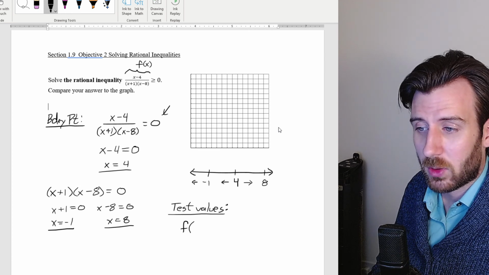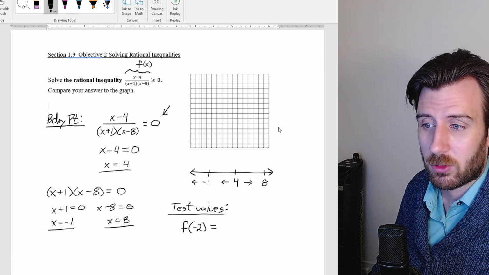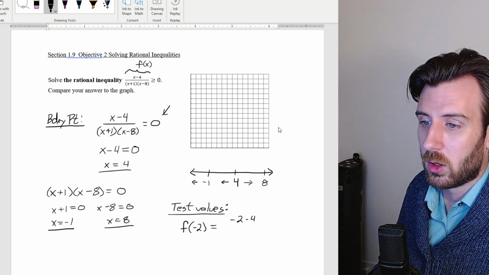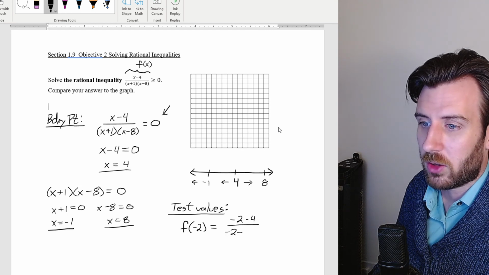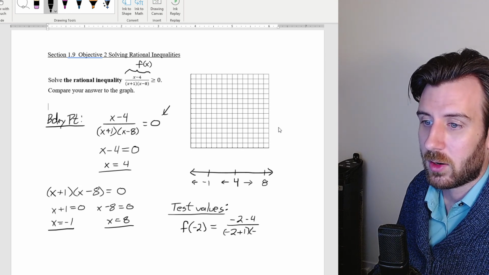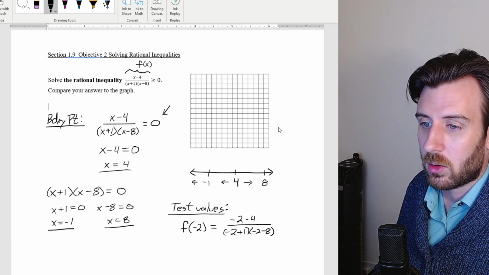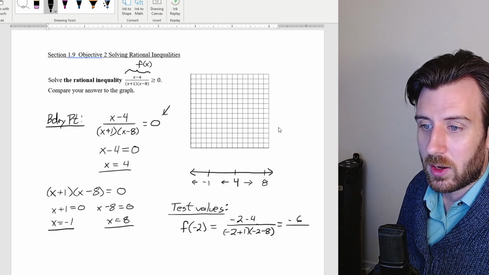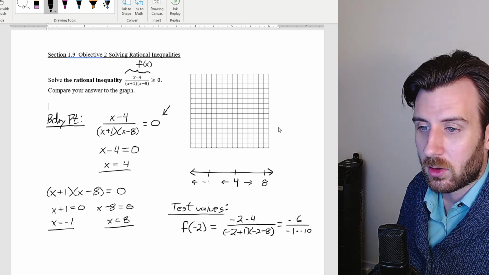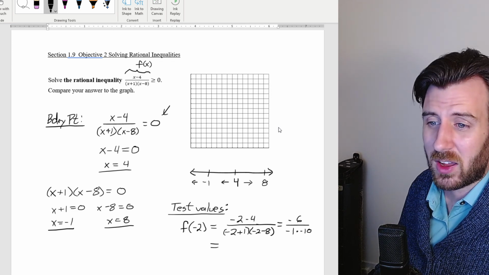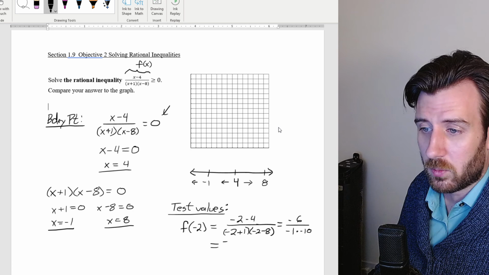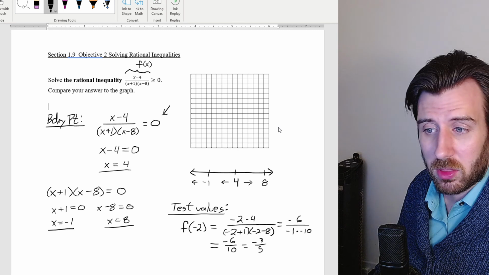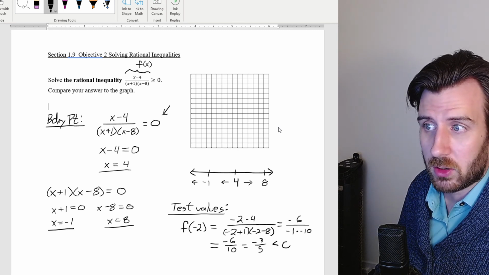Let's find out what happens at negative 2 as a representative for everything before negative 1. So let's plug that in. That'd be negative 2 minus 4, divided by negative 2 plus 1 times negative 2 minus 8. Solving this out gets us negative 6 divided by negative 1 times negative 10, which gets us negative 6 divided by 10. I could write that more simply as negative 3/5, but the important thing is that this is less than 0.